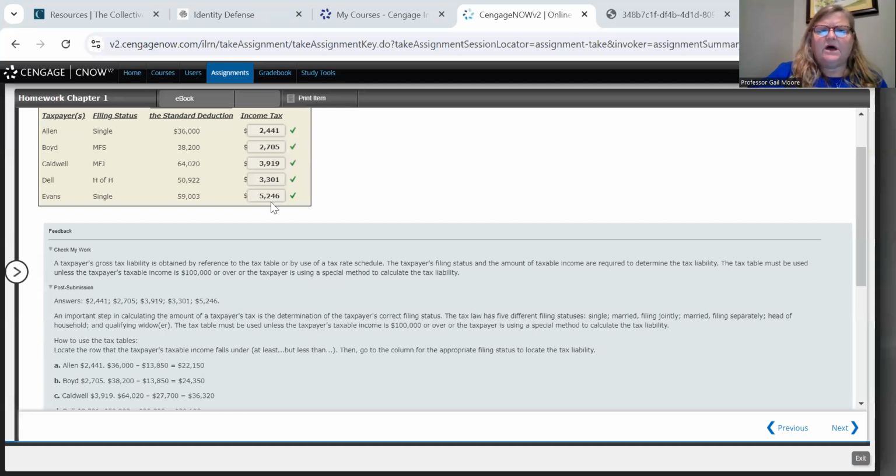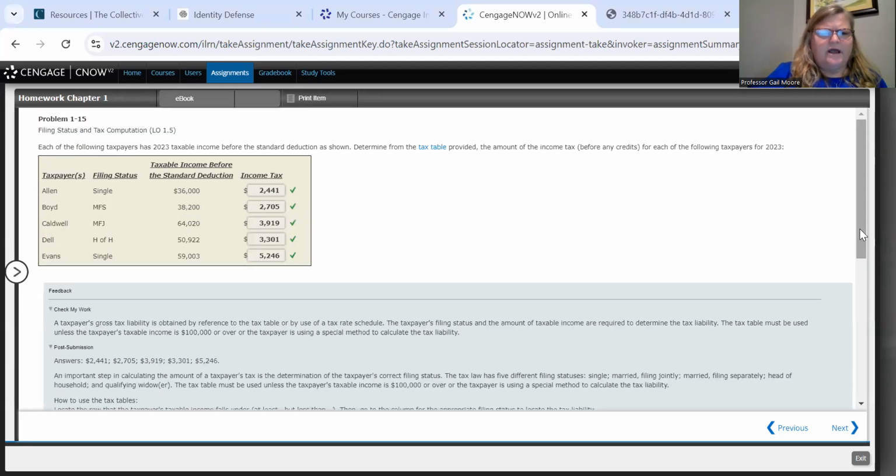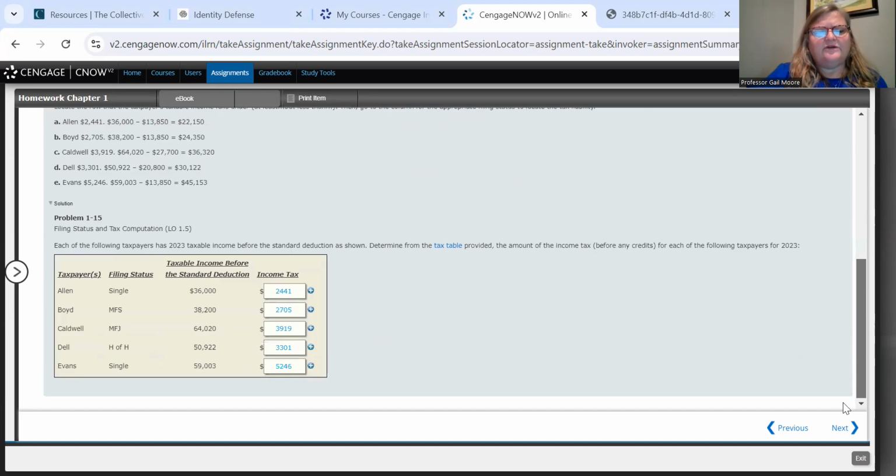Okay, so this is problem 1.15, and it wants you to find out the taxpayer's taxes due. It gives you the taxable income before the standard deduction. So you're going to need to click on the tax table to figure out their tax, but the first thing you have to do is figure out their taxable income. This is not their taxable income. This is their income before the standard deduction. So you're going to need to look at the standard deduction.